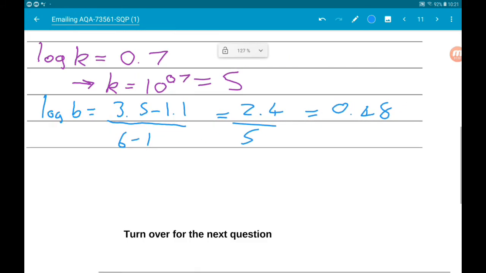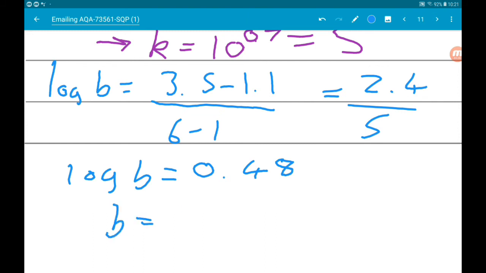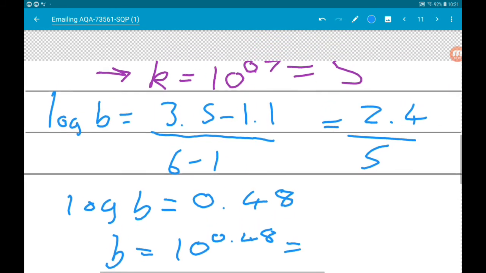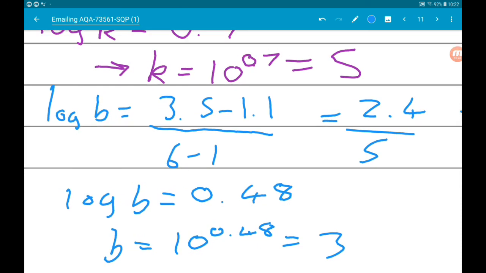Now up on top, 3.5 minus 1.1 is 2.4 divided by 5, that gives us 0.48. So we know then log b is 0.48. That is saying 10 to the 0.48 is equal to b. So b is 10 to the 0.48, which to one decimal place I make to be just 3 actually. So there are my answers. b is 3, k is 5. Good times.